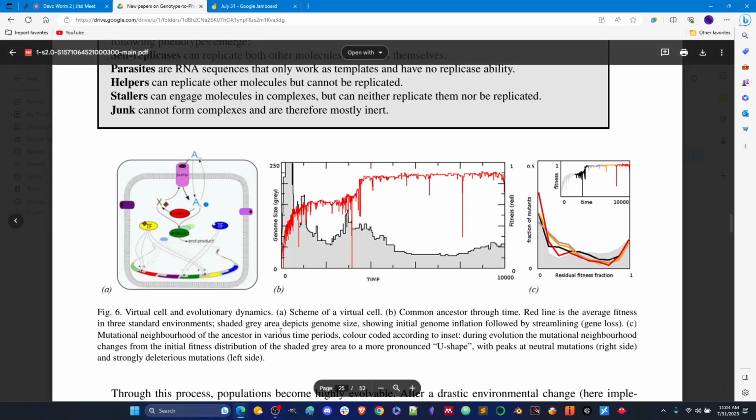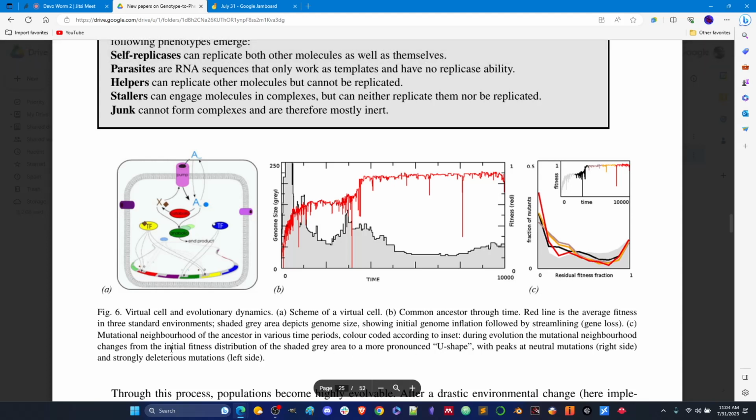Mutational neighborhood of the ancestor in various time periods, which is C, color-coded according to inset. This is the inset of this here, and we can compare the two with the fraction of mutants versus the residual fitness fraction.